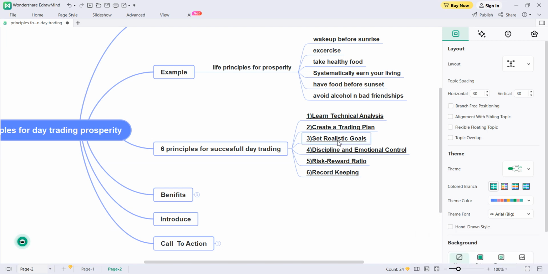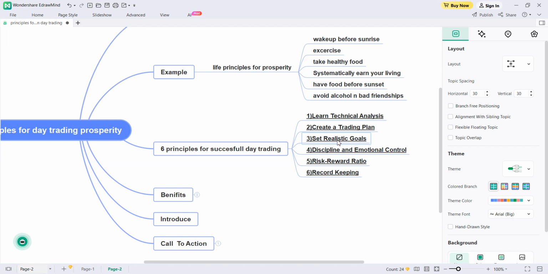The third one is set realistic goals. Why am I saying set realistic goals? Let me explain this in detail. Novice traders, the new traders all over the world, enter with the unrealistic expectation of becoming rich overnight, becoming rich within a month, like that. This is not how day trading works. Maybe you may have some trades like that, but if you want to survive in the world of stock market day trading, you have to set realistic goals.